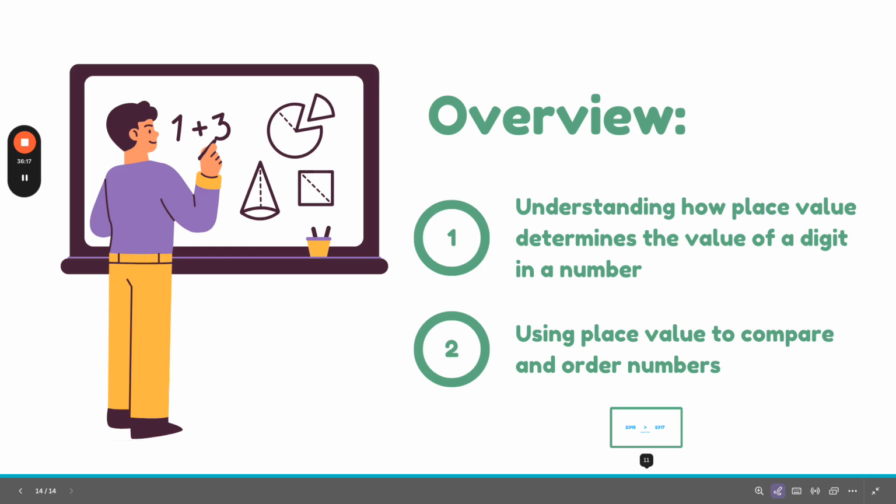So that concludes our lesson on place value. So hopefully you have a better understanding of how place value determines the value of digits, and how it helps us compare and order numbers.